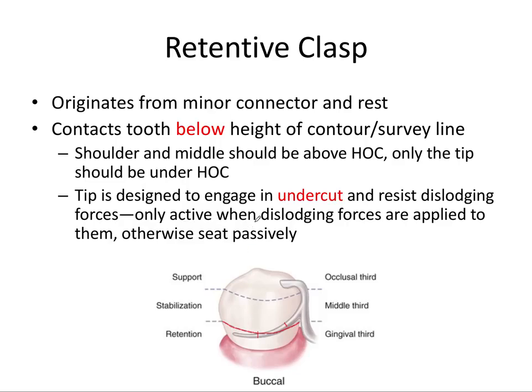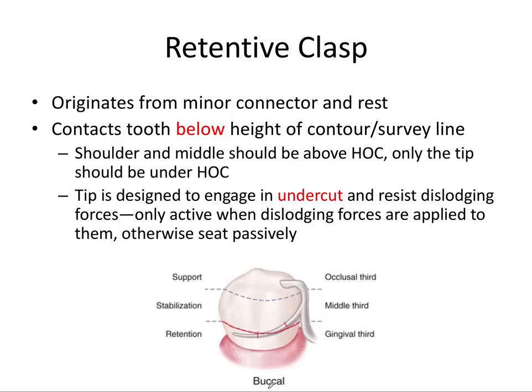Now the tip should only be active when dislodging forces are applied to it, otherwise it seats passively. Basically what this is saying is that when the partial is in place and fully seated, when you try to dislodge the partial, that's when this tip should engage in the undercut and provide a bit of resistance to dislodging forces, which, one of our buzzwords, is what we call retention. That's how the retentive clasp provides retention, because we have an engagement of the retentive tip in the undercut area.